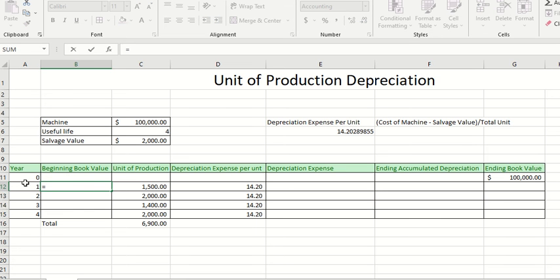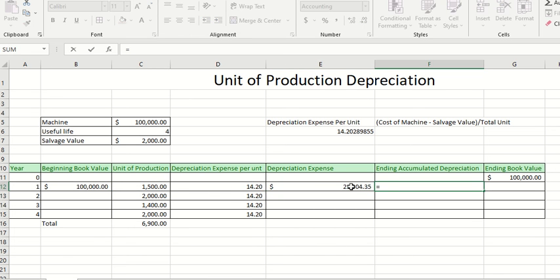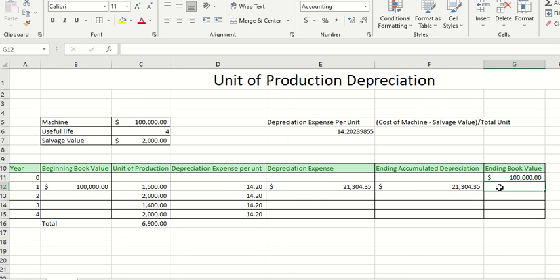So on year number 1, the beginning book value is the ending book value of last year. Now we calculate the depreciation expense, so we use this one multiplied by this one. So this one, we have this one in here. So we use beginning book value minus depreciation expense.